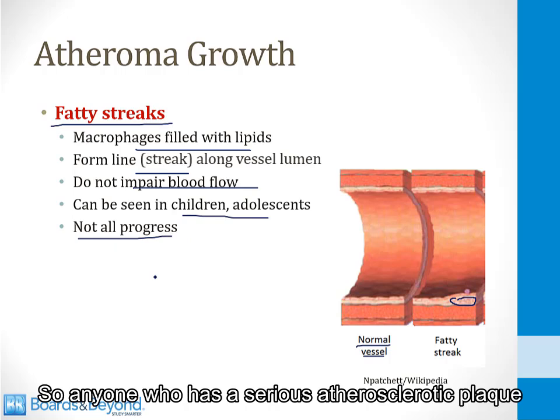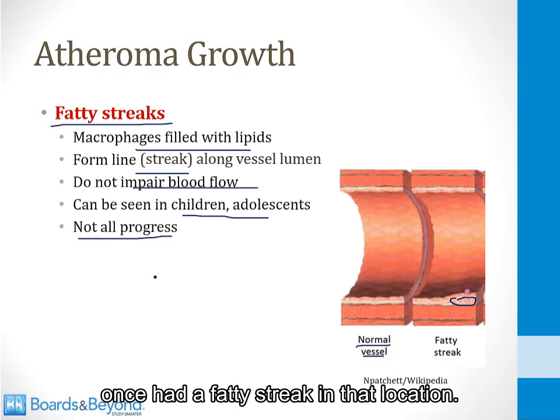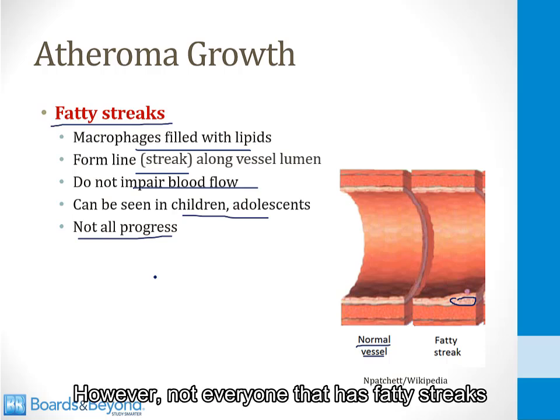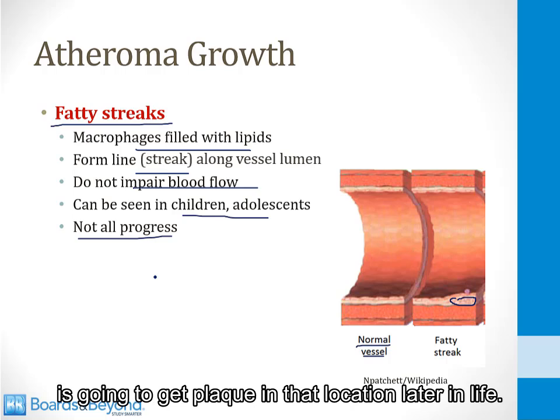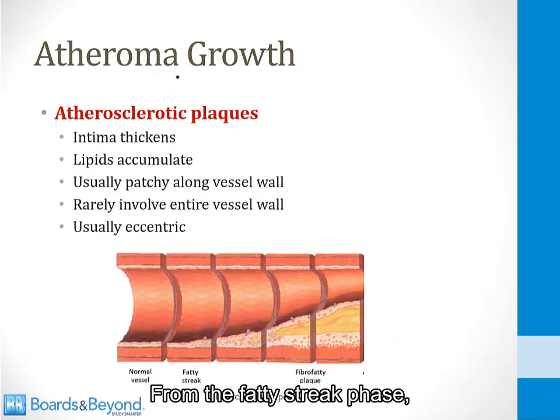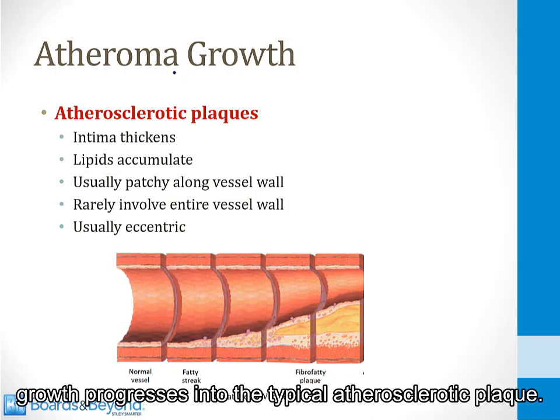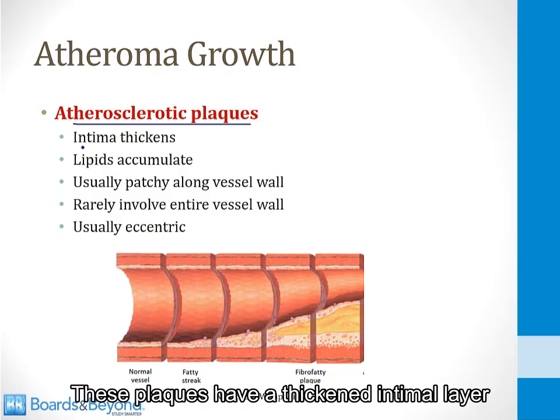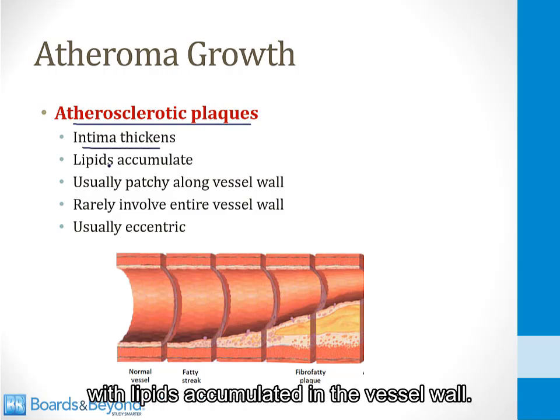So anyone who has a serious atherosclerotic plaque once had a fatty streak in that location. However, not everyone that has fatty streaks is going to get plaque in that location later in life. From the fatty streak phase, growth progresses into the typical atherosclerotic plaque. These plaques have a thickened intimal layer with lipids accumulated in the vessel wall.